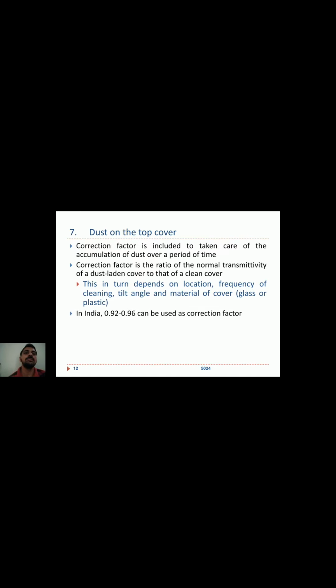So in India, usually 0.922 to 0.96 can be used as the correction factor.